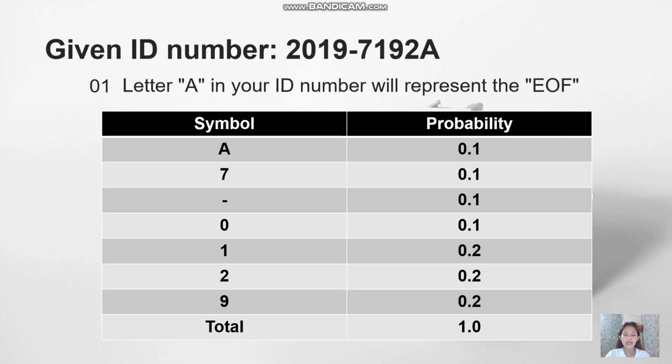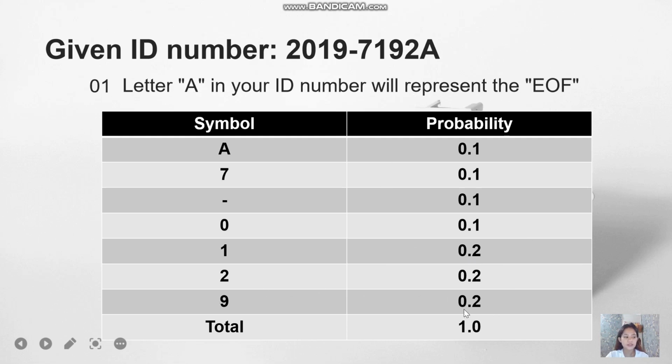So first, using my ID as a reference number, and letter A will represent the end of the file. I arranged everything in order so that it will be easier for me to put this in the probability line later. Considering that A is found as a 1 in probability, 0.1, 7 as well, 0.1, and 0 is found 0.1, 1 has 2, so that will be 0.2, 2 has 2, that will be 0.2, 9 has 2, that will be 0.2.